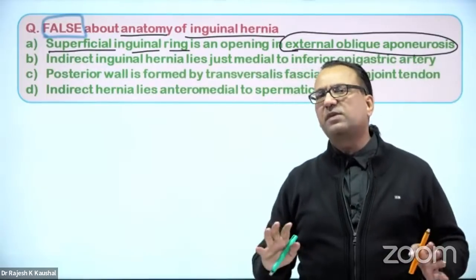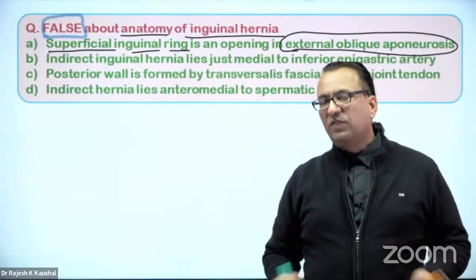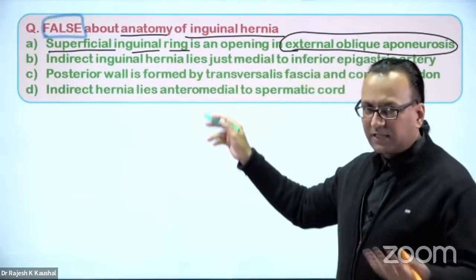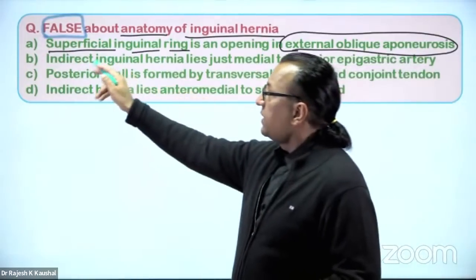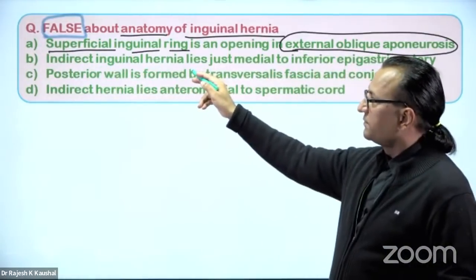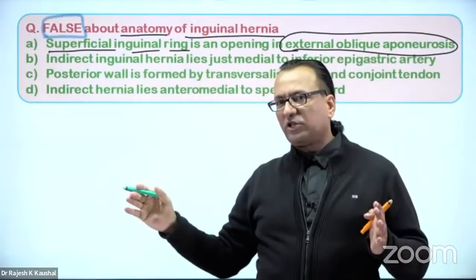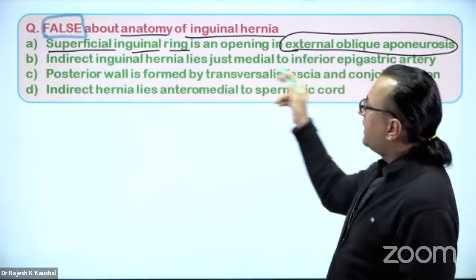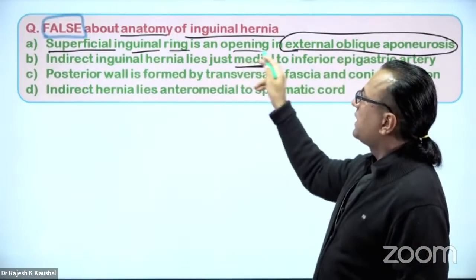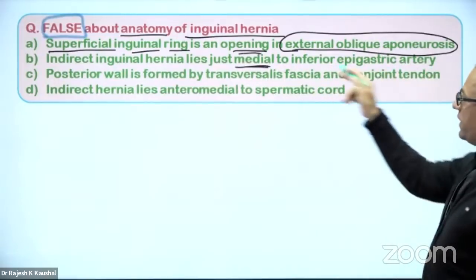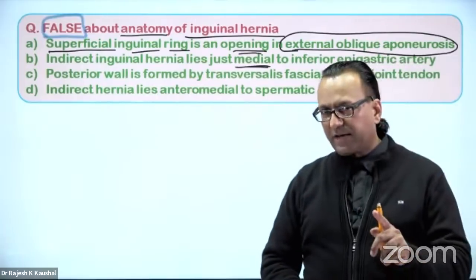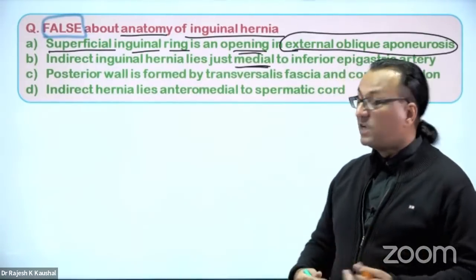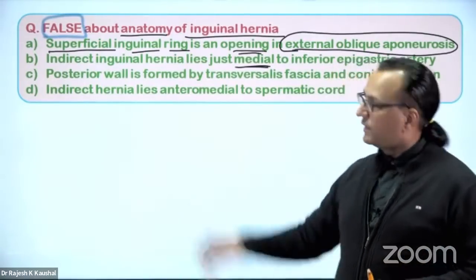What happens to the muscles which were in between? They form the wall of the inguinal canal. We'll see some diagrams, but in direct inguinal hernia, which is mostly embryological, coming from the deep inguinal ring area, is it lying medial or lateral to the inferior epigastric artery? That is where we have got a hint, and I'll come back to that. But let us first look at the anatomy of the inguinal canal. Then we can come back here.